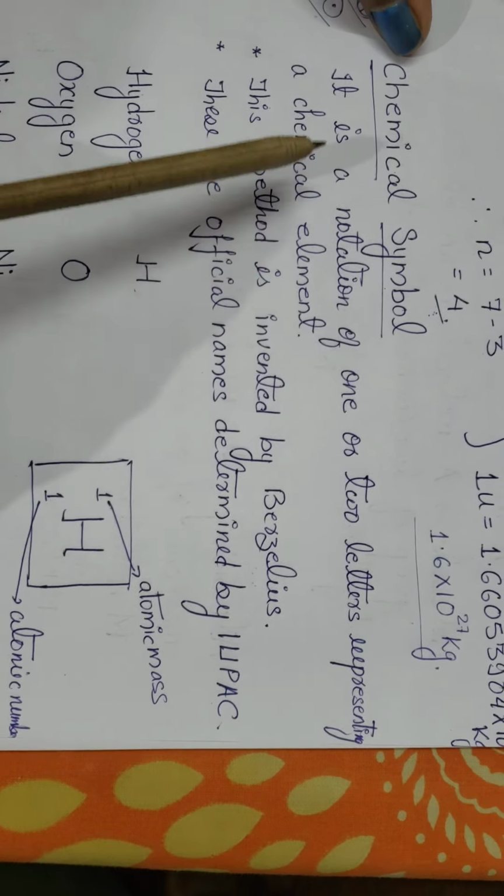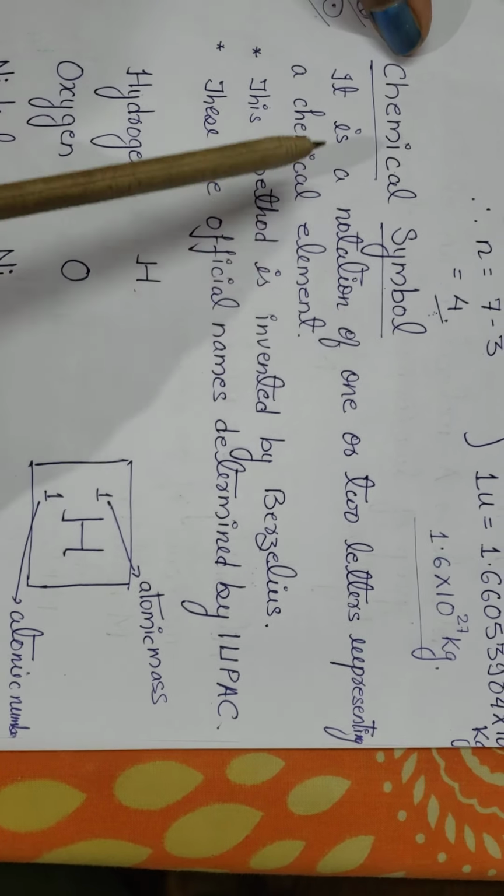But since the number of elements kept increasing, as scientists discovered new elements, it became very difficult to use these types of notations. So a scientist named Berzelius used the Latin names of the elements, and this is now internationally accepted by the International Union of Pure and Applied Chemistry. They gave the official names which we use nowadays as the chemical symbols for most of the atoms.